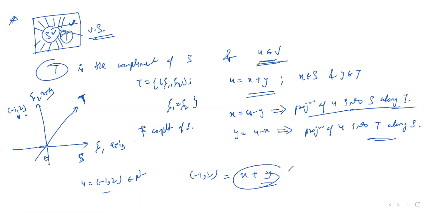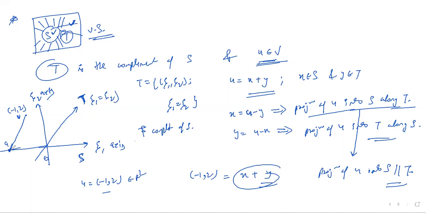How will I do this? I know that there is a line E1 equals E2. Now what does it mean that the projection of u into S along T? If I see it geometrically, it means the projection of vector u into S along parallel to T. If I draw a line parallel to T, it will project onto S, and this will give me a point somewhere like this.